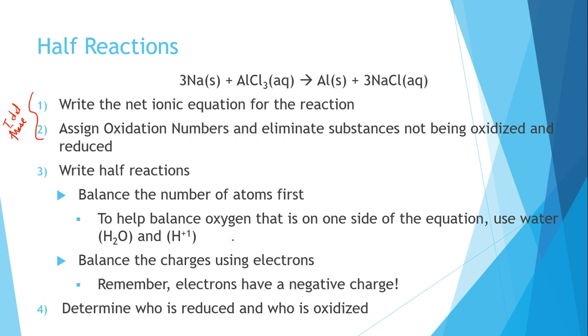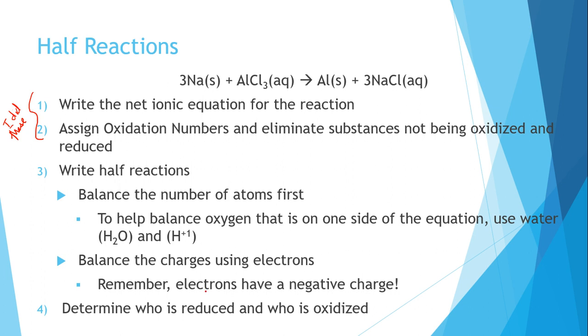Whenever we write half reactions, we're going to write a reaction for who's being oxidized and one for who's being reduced. I'm going to walk through 2 examples, but there are a couple of things in order to write half reactions. We need to first balance the number of atoms. To help us do this, I'm going to do an example where we're going to be using water and hydrogen to help balance oxygen. And then we also have to make sure, since we are working with charges, that our charges are balanced as well. We do this by using electrons, and we have to remember electrons have a negative charge.